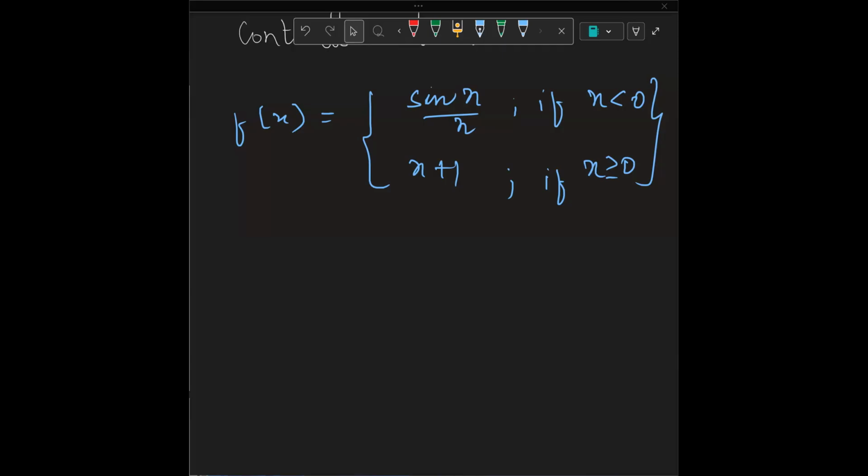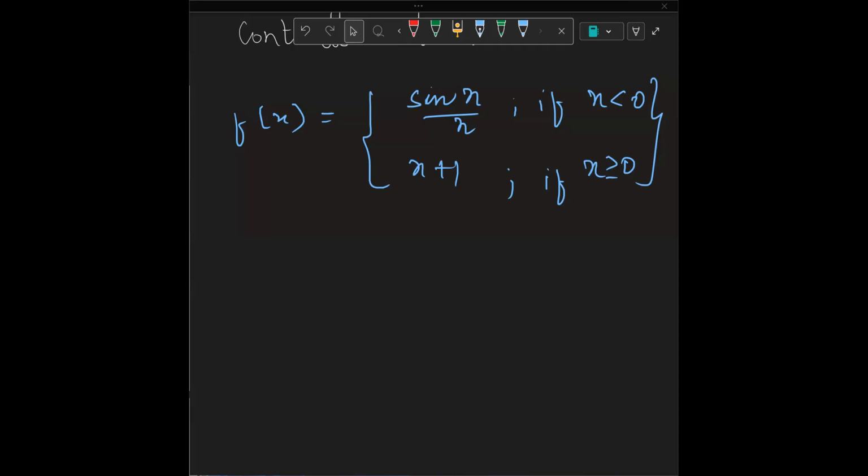See, what you have to do: a function is continuous when it satisfies the condition that LHL, that is the left hand limit, is equal to RHL, that is the right hand limit, and that is equal to the function value at that particular x. So if your function is satisfying this criteria, then you will say the function is continuous at a particular point.